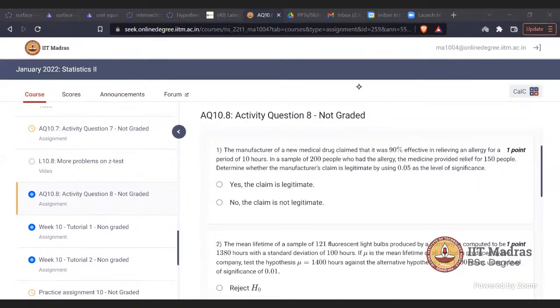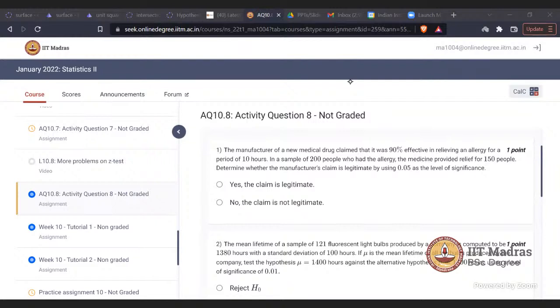Binomial, Bernoulli. Each of the patients. So the denominator would be the root of p into 1 minus p divided by n. And c minus x bar, that's going to be 0.9. Based on that, if you do f of z, the claim is not legitimate. It's quite apparent. The answer is that it is not legitimate.